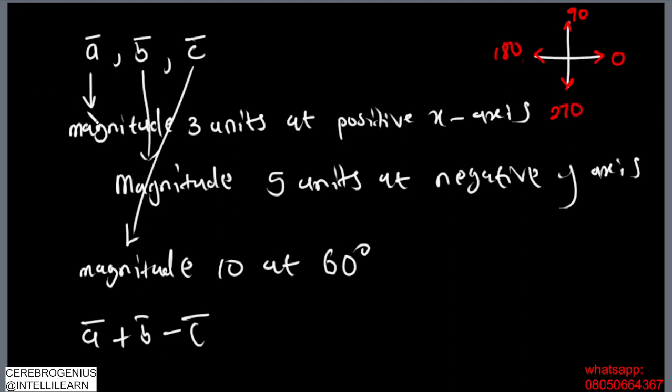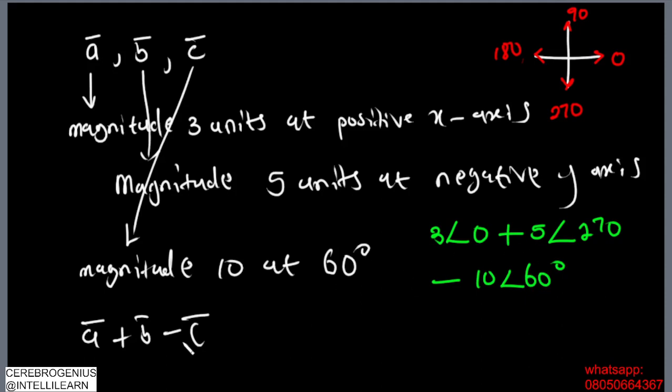So what are we going to do? We just need to write them in vector form. The first one is 3 units positive x-axis. So we say 3 at an angle of 0, right? Then plus the second one is 5 units negative y-axis. So that will be 5 at an angle of 270. Then minus, because they said minus C, this one is 10 at an angle of 60. Now we just need to use our calculator to finish this.